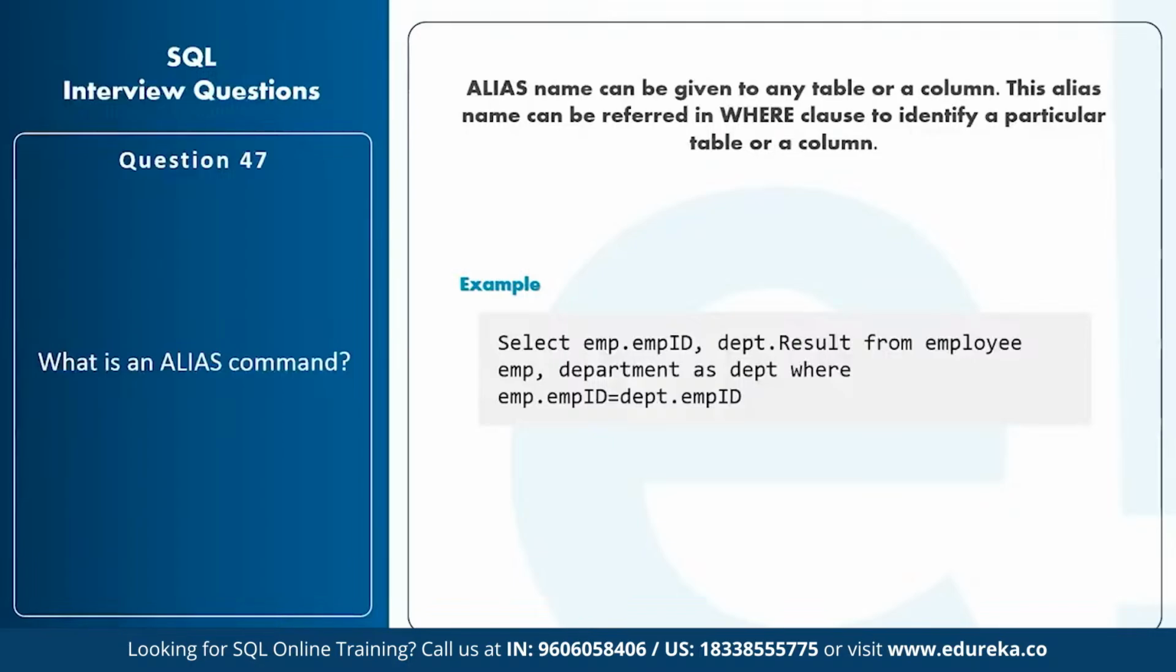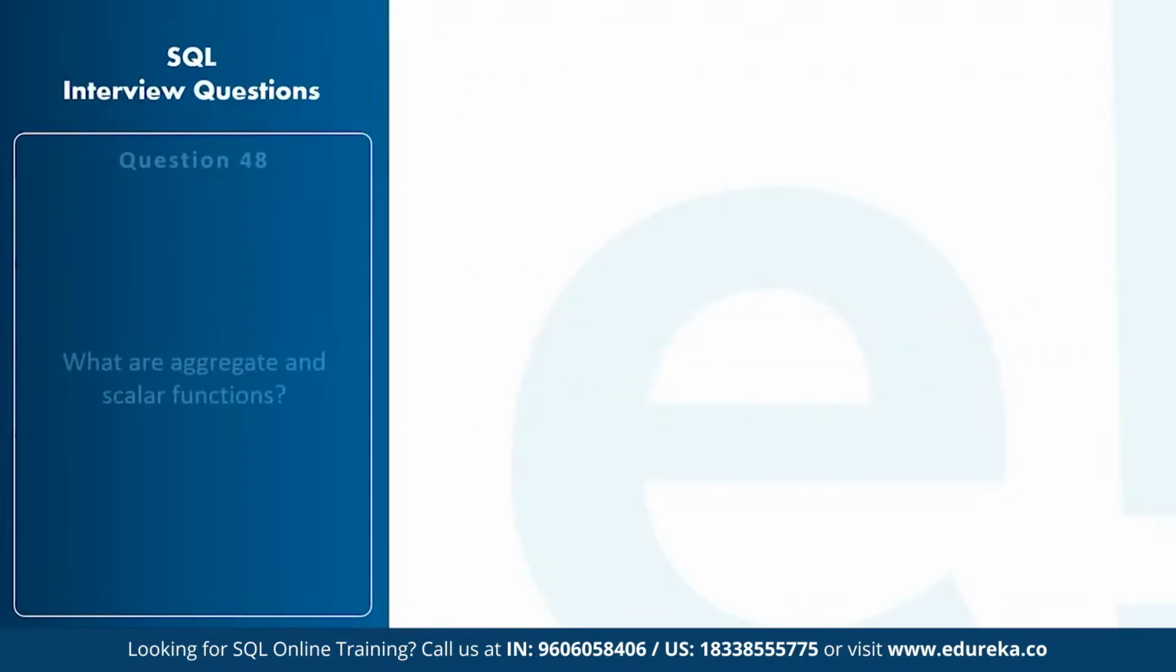So for example, on the screen you see a query, right? Select m.employee_id, department.result from employee as m, department as dept where m.employee_id is equal to department.employee_id. What I've done over here is give an alias name to the employee table as m, and for the department table, I've given an alias name as dept. So that's how you can use the alias command, guys. Let's move forward to the next question now.